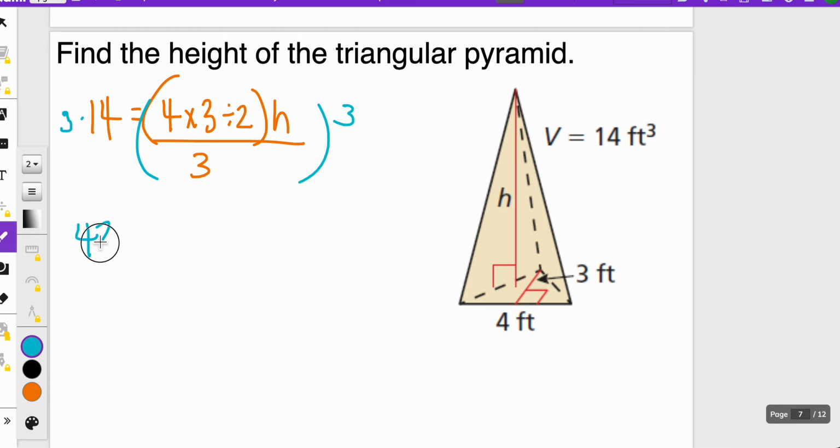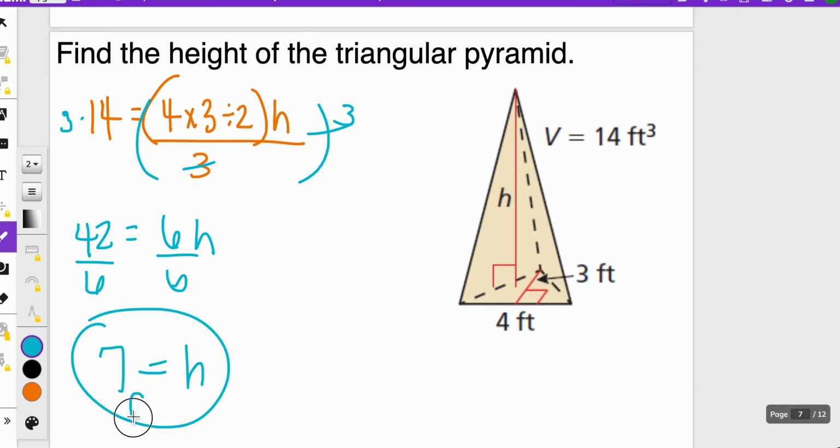So I'm going to get 42 is equal to, I'm going to go ahead and solve this. 4 times 3 is 12, divided by 2 is 6, so 6 times the height will give me a volume of 42, and if I divide both sides by 6, my height is equal to 7 feet.